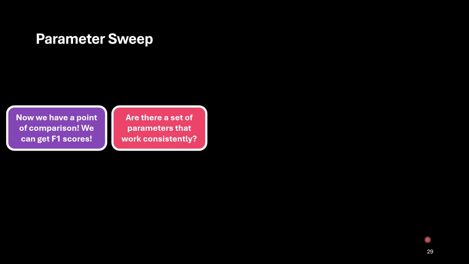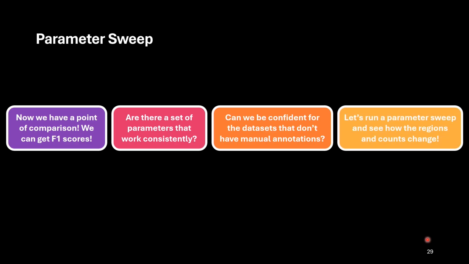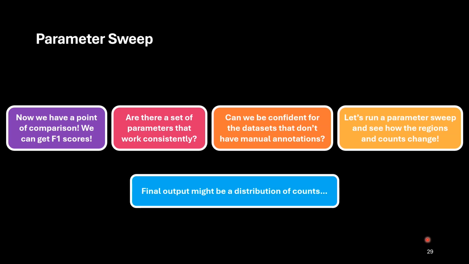So now that we had a point of comparison, we can get F1 scores, which is essentially a metric of understanding how well a registration has performed between a ground truth and the registration. We wanted to know, are there a set of parameters that actually work consistently for all the different datasets, so that we can hopefully be confident for the datasets that don't have a manual annotation or a ground truth. So we thought, let's just run a parameter sweep and see how the regions and counts change, and maybe the final output might actually be a distribution of counts rather than a single count.